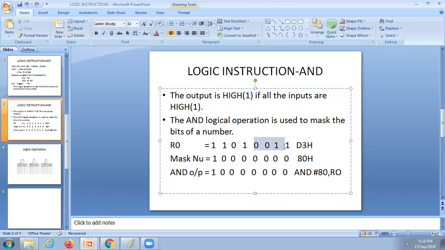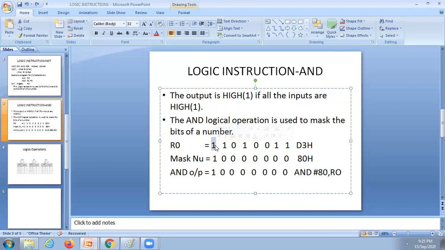Then 3. This is D3. Then if I want to know only this last bit, that is the most significant bit. If I want to know what is the most significant bit of R0, that is my intention, my target, or my aim in this case. Suppose I want to know the most significant bit of R0.